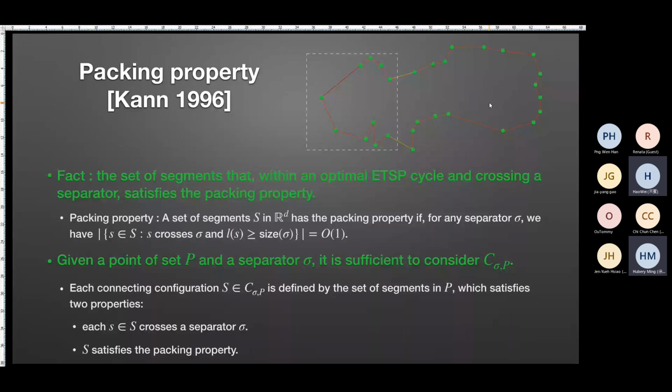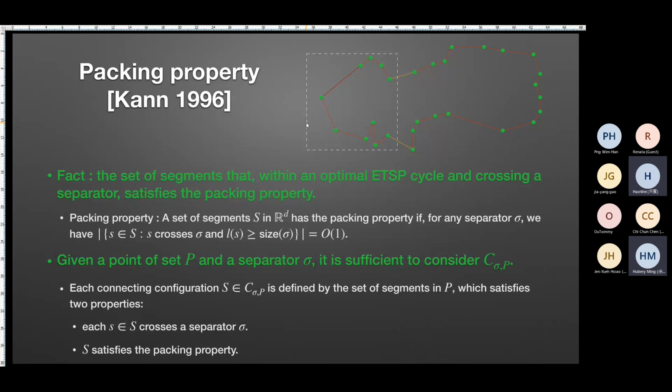Okay, LS is the length of the segment, and we would like to compare it with the size of sigma, that is the size of the separator, which is defined by the length of the edge of the separator.